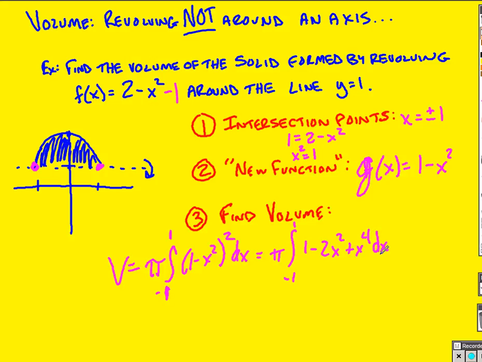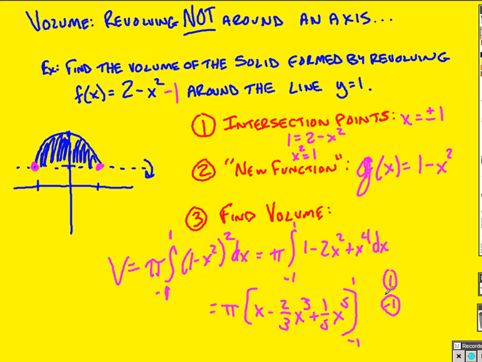Okay? Now we want to take an antiderivative. So I have pi out front. I'm going to have x, minus 2/3 x cubed, and then plus 1/5 x to the 5th. That's evaluated from -1 to 1. So I need to plug in both 1 and -1.